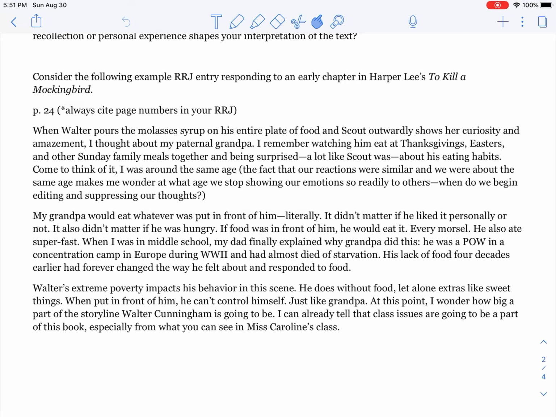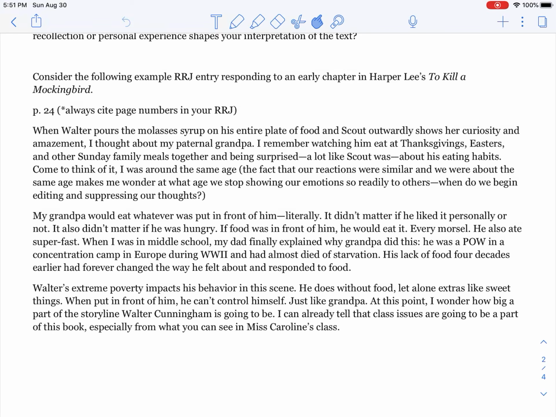Walter's extreme poverty impacts his behavior in this scene. He does without food, let alone extras like sweet things. When put in front of him, he can't control himself, just like Grandpa. At this point, I wonder how big a part of the storyline Walter Cunningham is going to be. I can already tell that class issues are going to be a part of this book, especially from what you can see in Miss Caroline's class.